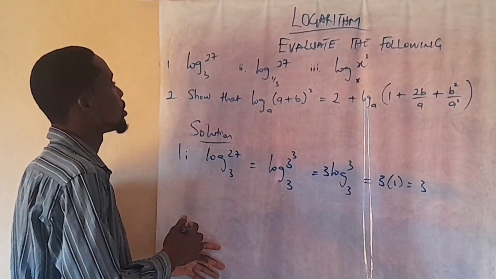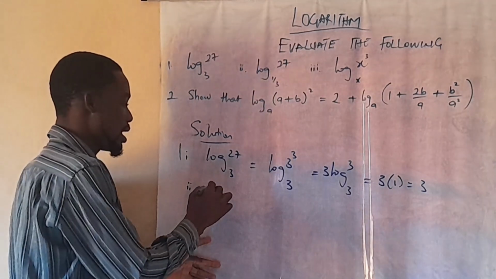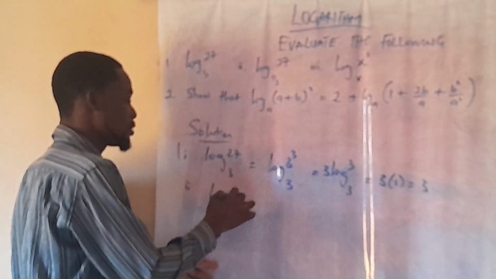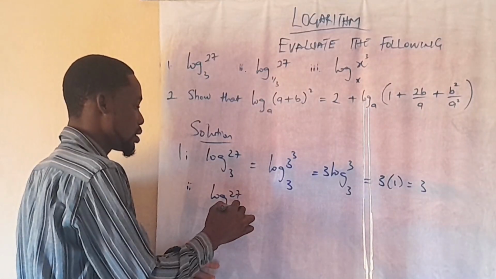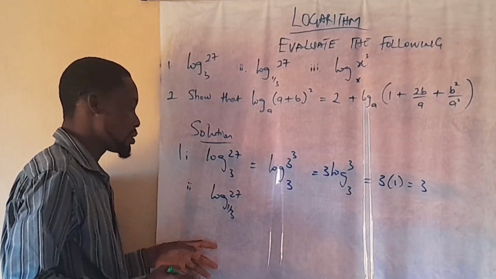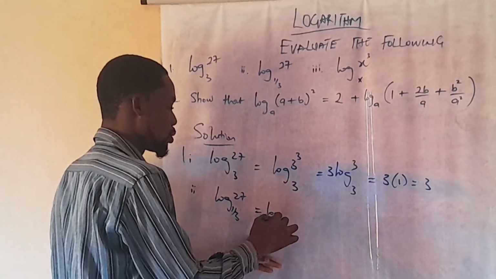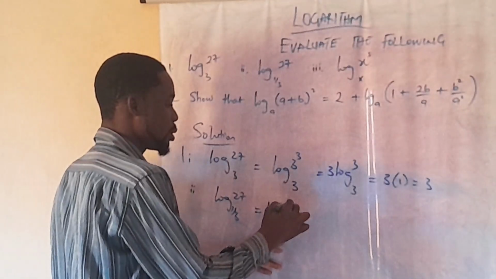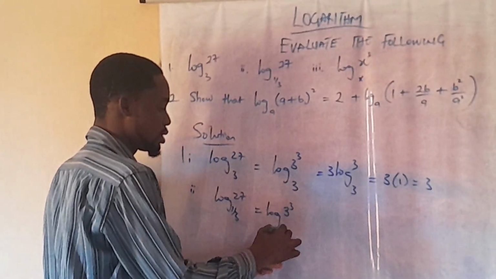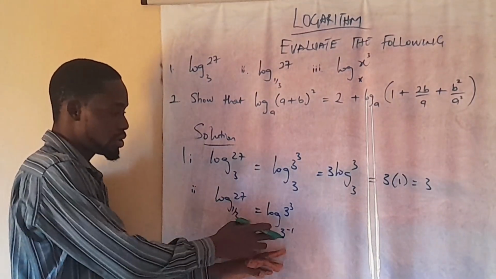So as simple as that, log 27 base 3 is equal to 3. For number 1ii, I have log 27 base 3 raised power, base 1 over 3. Which is also the same thing as log 3 raised power 3, base 3 raised power minus 1. Now, I change this to 3 raised power minus 1.